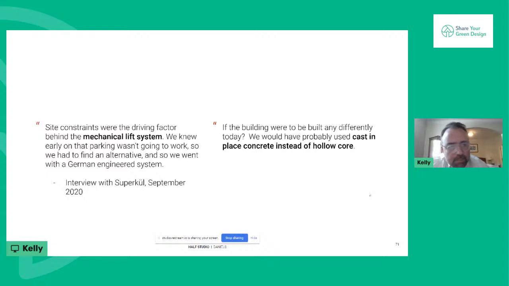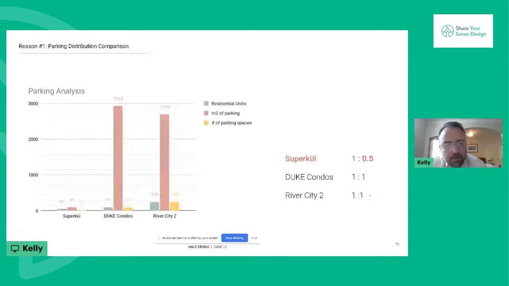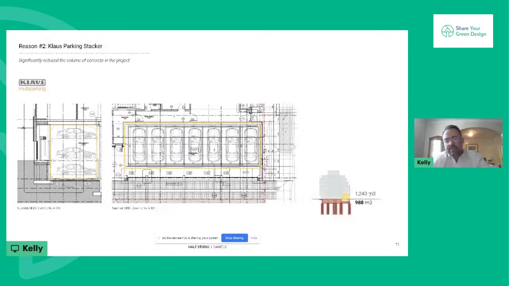And then the other driver was the mechanical lift system for parking. We knew early on the parking wasn't going to work on the site because of the soil conditions. We had to find an alternative. And so they challenged the city on minimum parking requirements. If you're watching this and you're working in some part of the world where there are minimum parking requirements, challenge it to 0 or at least cut it down, because that alone is a massive driver. Even by getting it to half, what they did is intelligently package it into a stack system, so the total volume and surface area associated with parking dramatically reduced.